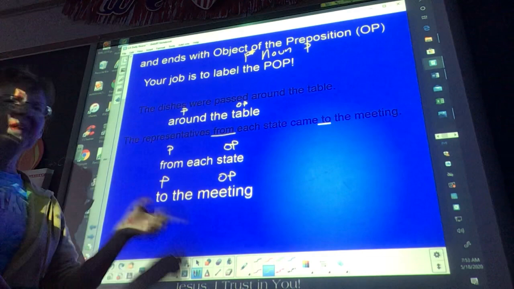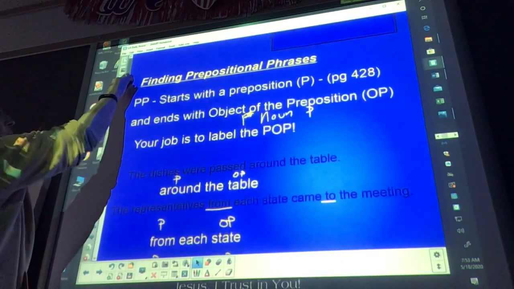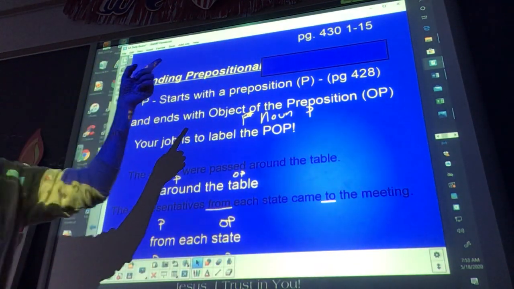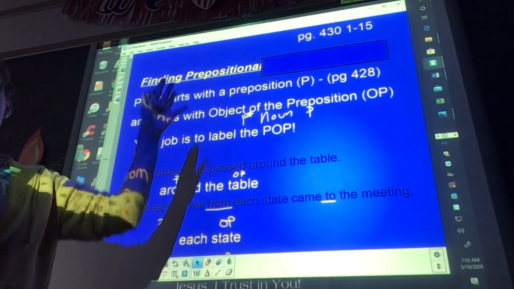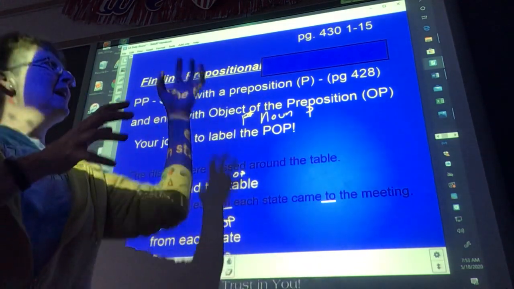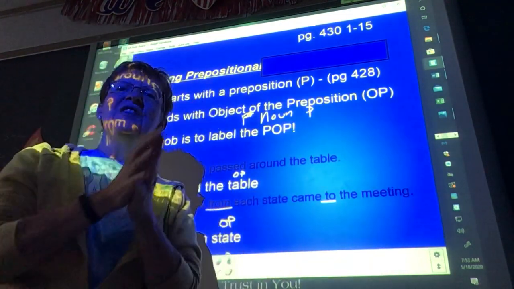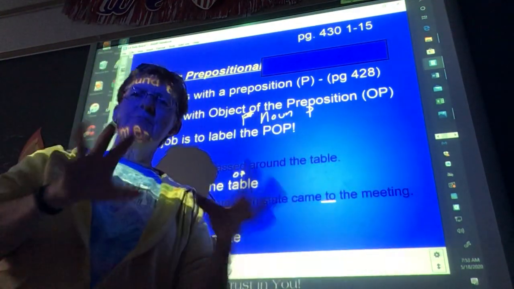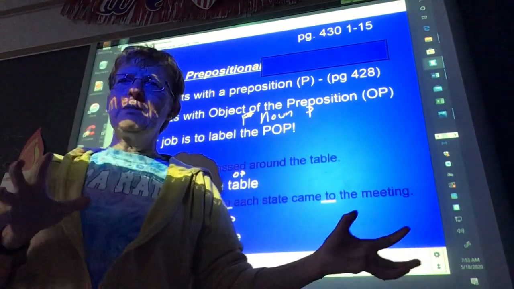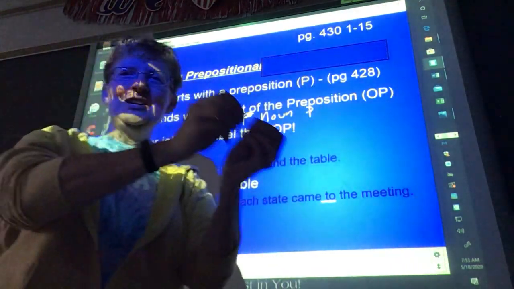Okay? So that's your assignment, what you're going to do on 1 through 10, starting on page 430, and then on 11 through 15, they're asking you to fill in the blank with a preposition. You don't have to write the sentence, you just have to write the preposition, the prepositional phrase they're asking you to add.